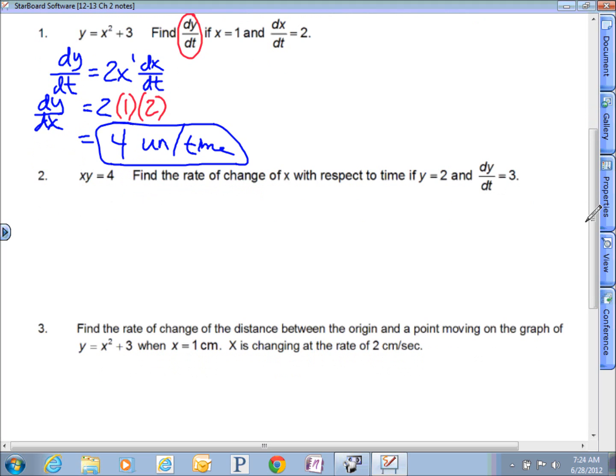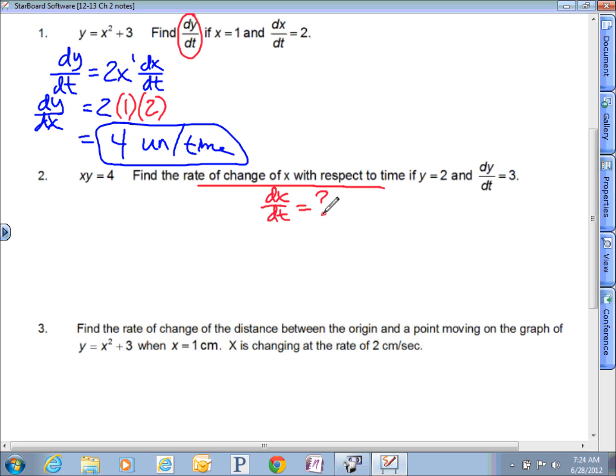So 2, the water gets a little deeper. The rate of change of x with respect to time if y is 2 and dy dt is 3. Let's translate that. Rate of change of x with respect to time, that's dx over dt, is what we're looking for. If y equals 2 and dy dt is equal to 3.